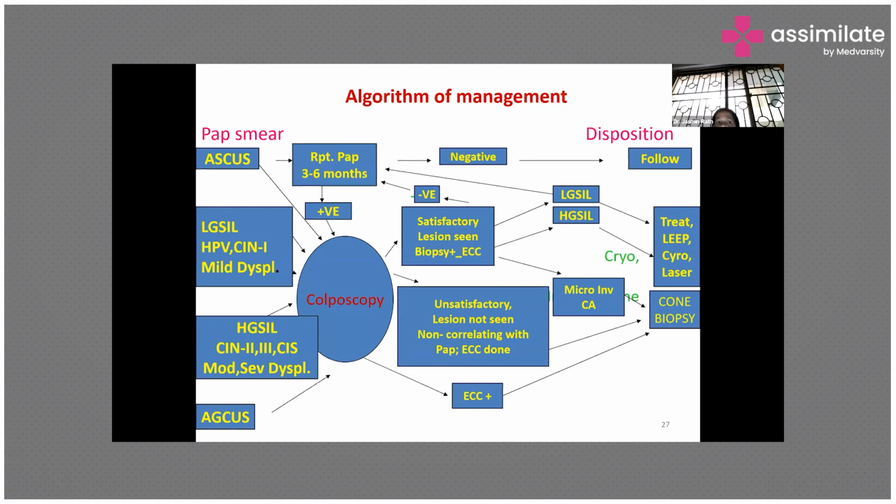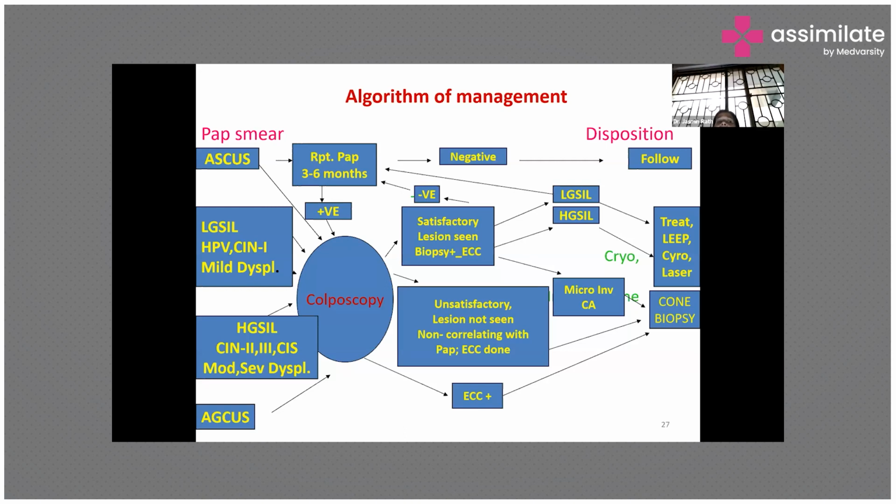Suppose you are going for a pap smear test and you find ASCUS. ASCUS is nothing much. We can first treat initially with antibiotics, and you can repeat the pap smear again within 3 to 6 months. Again, if the ASCUS comes positive, then you can go for colposcopy guided biopsies.